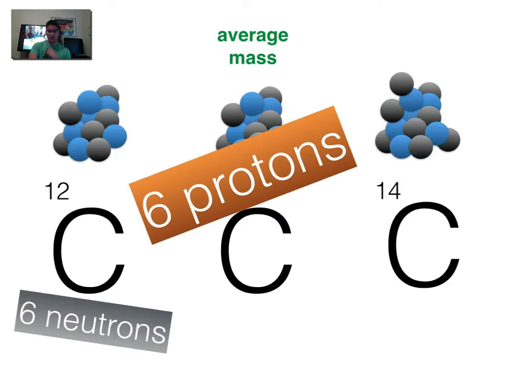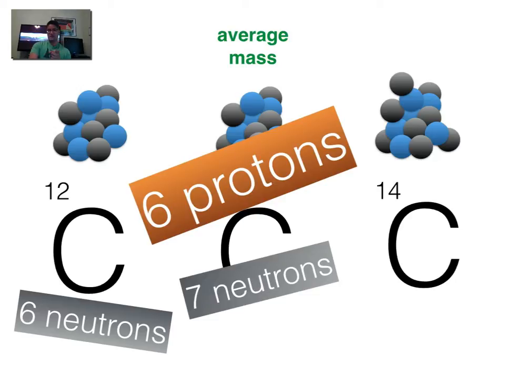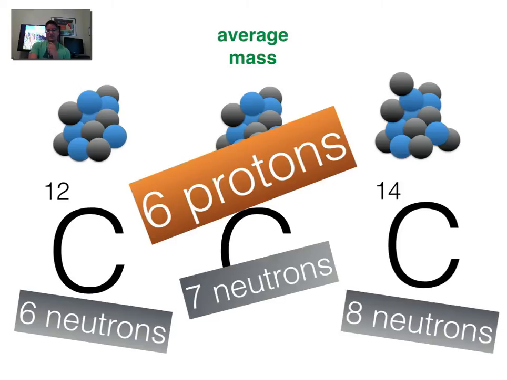So for carbon 12, for example, the mass is 12, so that means there must be 6 neutrons. For carbon 13, it always has 6 protons, so that means it has 7 neutrons. Carbon 14, again, it always has 6 protons because that's how many carbon has. So if its mass is 14, then its nucleus has 8 neutrons. So again, an isotope is the same element with a different number of neutrons.